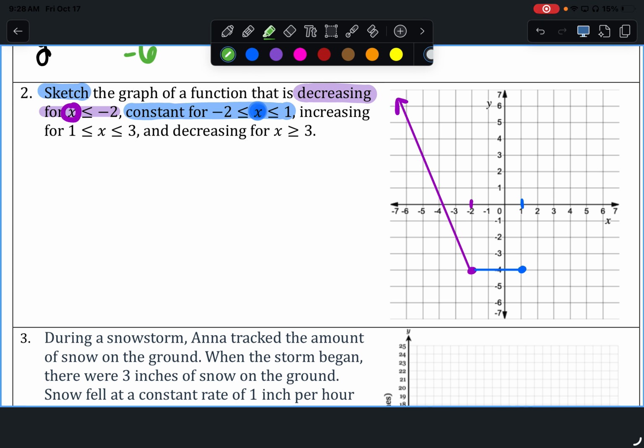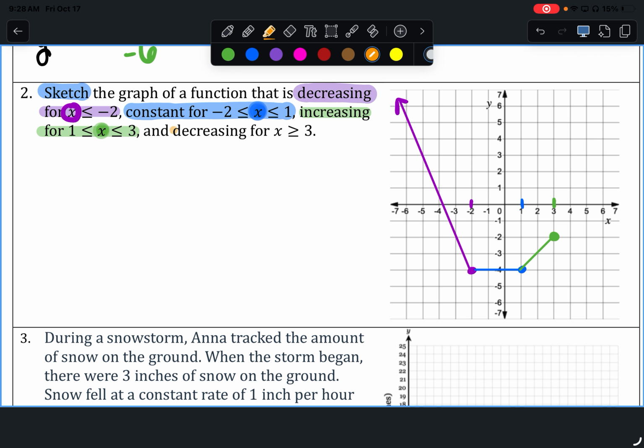Then it's going to be increasing from 1 to 3. So between 1 and 3, does my line need to go up and down? It can go up to here, it can go up to here, it can go up here, it can go to just here. I do not care. As long as it is going up, you are good. And it is based off where the x values are.